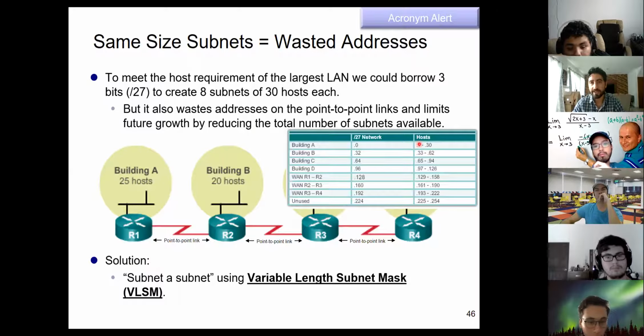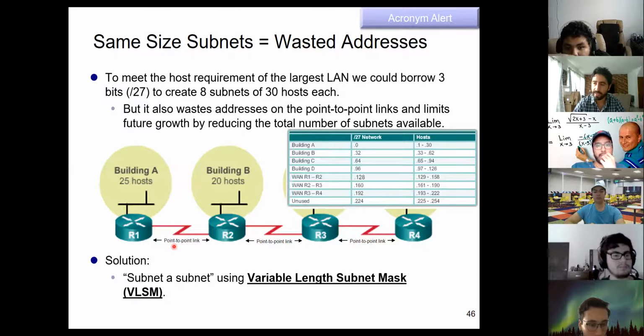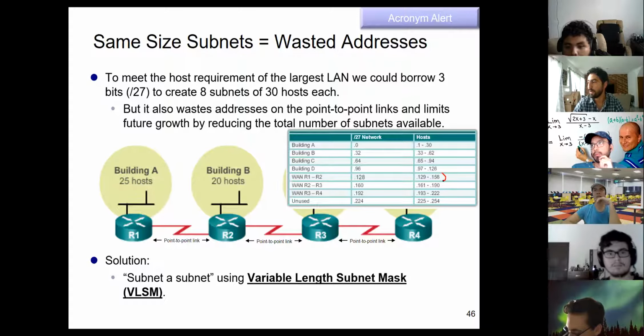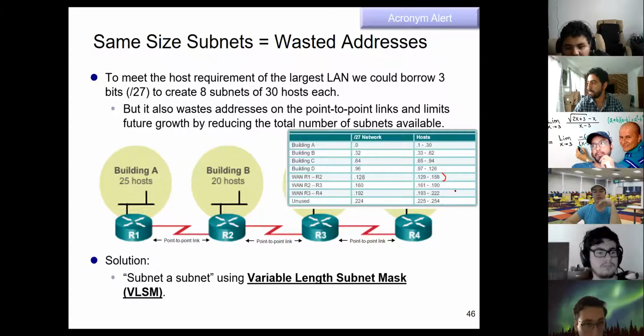But here, the idea is you're going to waste a lot of available IP addresses. Because for this particular connection, you just need 2 IP addresses, okay? But you assign 2 to the power of 5 IP addresses because you assign 1 total subnet to this, right? You can see this. So you assign all this range for this connection, but you're going to use just 2 of them. Here also just 2 and here just 2. The rest are going to be unused.